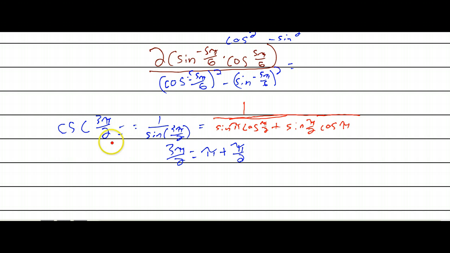So remember, cosecant is 1 over sine. So cosecant of 3 pi over 2 is going to be 1 over sine of 3 pi over 2. And 3 pi over 2 is the same thing as saying pi plus pi over 2. So then you use your summation formula and you get this big old thing here. And that's pretty much it for the first three. Put the other ones in a little bit.